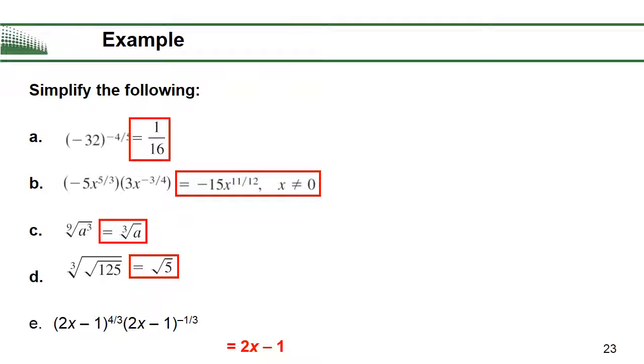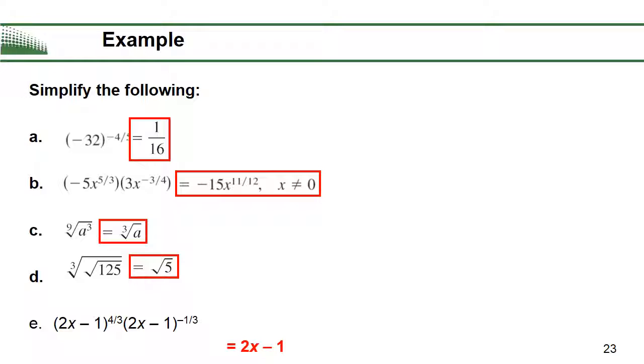On letter C, we really make this easy by writing the root and the power as a fraction. In other words, the 9th root of a to the 3rd is a to the 3/9 power. Now reduce it. Reduce 3/9 just like you would if it was just a regular old fraction. That gives you a to the 1/3, which is the cube root of a.